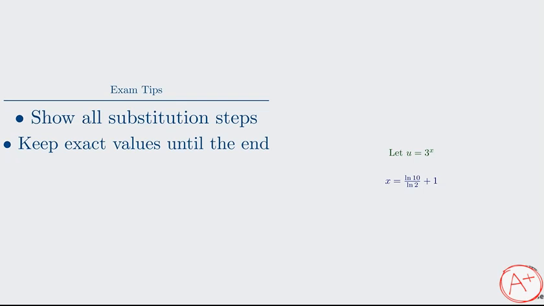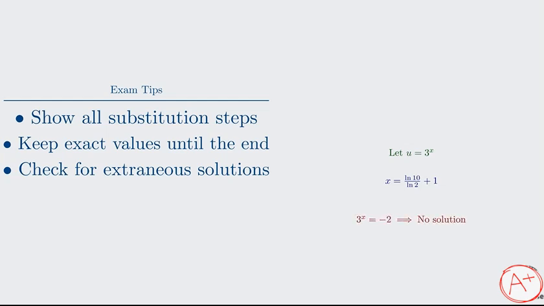Third, always look for solutions that must be rejected. As we saw, exponential functions are always positive. If you get a result where an exponential equals a negative number, clearly state that there is no solution for that branch. Finally, when taking the natural log of both sides, use brackets around the original expression.